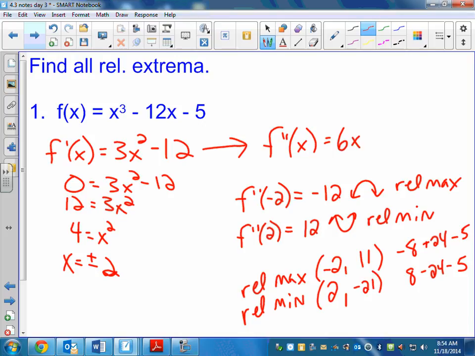Same answers you would have got doing the first derivative test, and again, on your test for this chapter, I won't make you do one or the other. Only today do I make you do that.